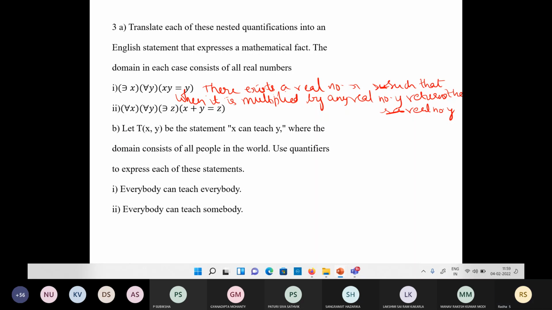Second one. Okay, you write this, think about second. Yes, ma'am, tell me. Ma'am, there exists a real number z that can be expressed as a sum of any two real numbers.